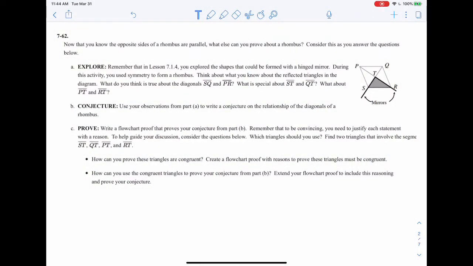Go ahead and read problem 7-62, including letters A and B. Hit pause and then play when you're finished.